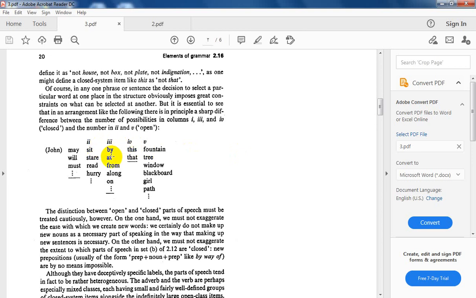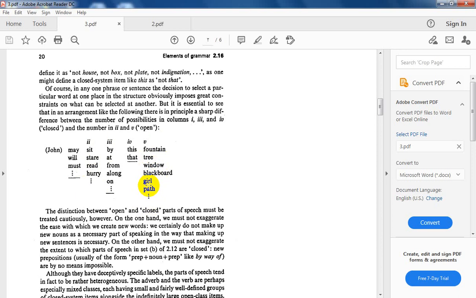Here I have by, at, from, along, on, such and such, all the prepositions. I will mention them later. Again, so it is what? Limited, definite. This with that, limited. Fountain, free, window, blackboard, girl, bath, and an unlimited number of nouns here. So this is the point, this is the difference. You see, I have limited or different possibilities for each item.